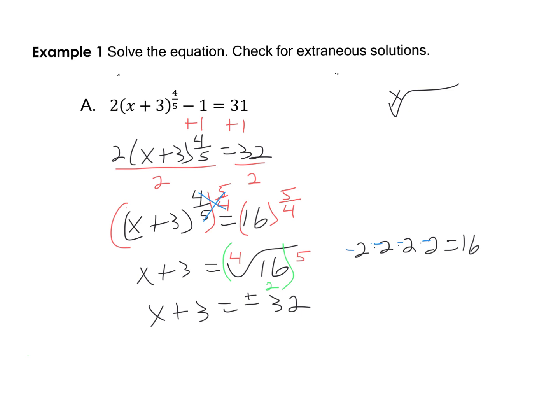So to ultimately solve this one, I have one equation that says x plus 3 equals positive 32, and x plus 3 equals negative 32. So one of my answers is x equals 29 and x equals negative 35. Now we need to check both of these answers to make sure that they are correct.